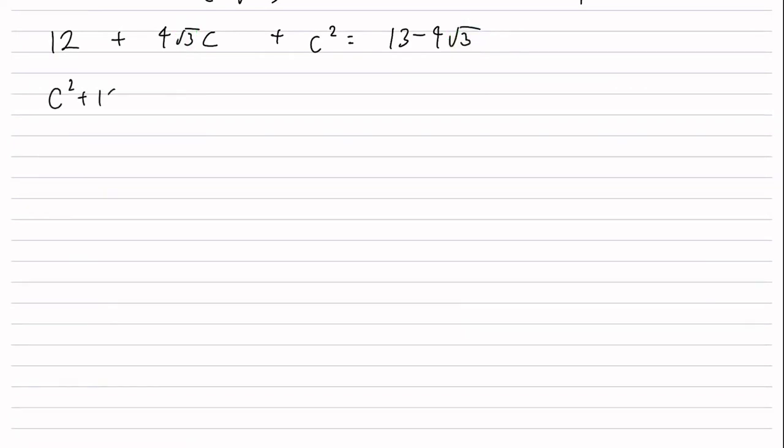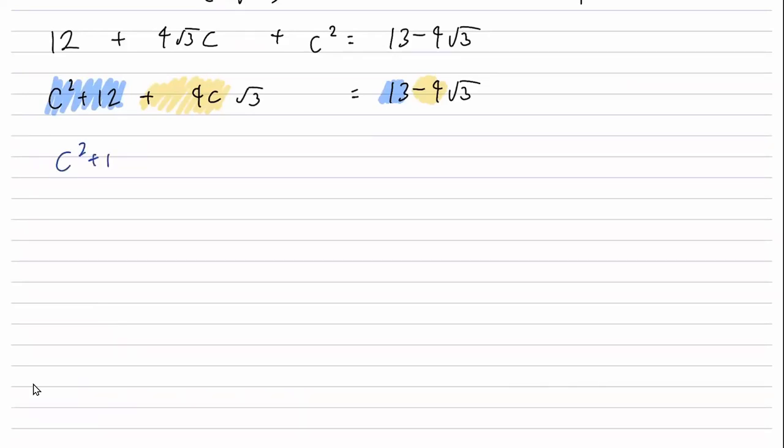So c squared plus 12 plus 4c root 3 equals 13 minus 4 root 3. Can you see the pattern? I highlight it. Numbers on its own without square root. The number that's in front of the square root. Can you see a pattern? Okay. Now you see the pattern. You just need to compare blue with blue, yellow with yellow.